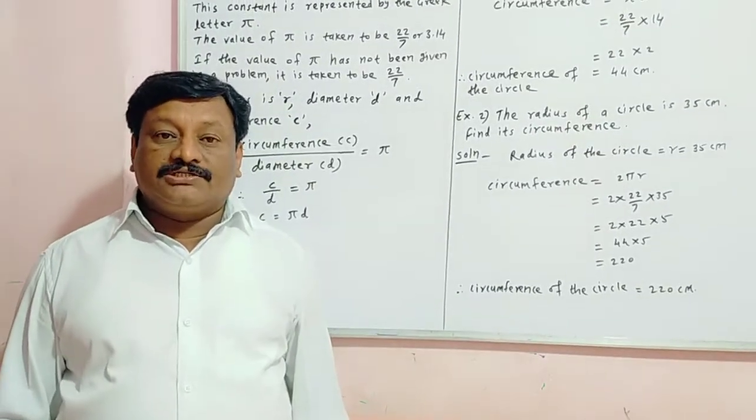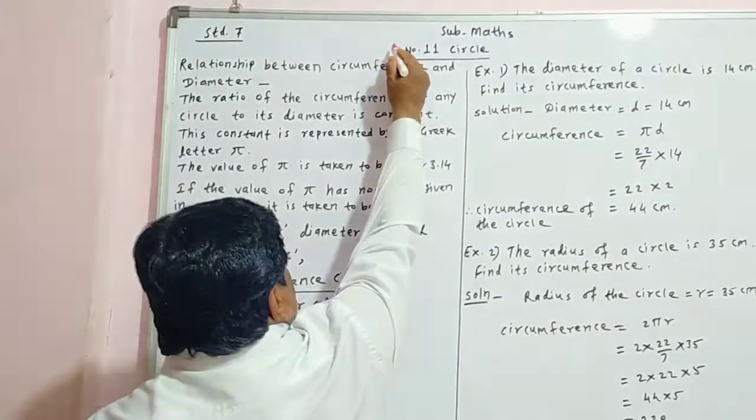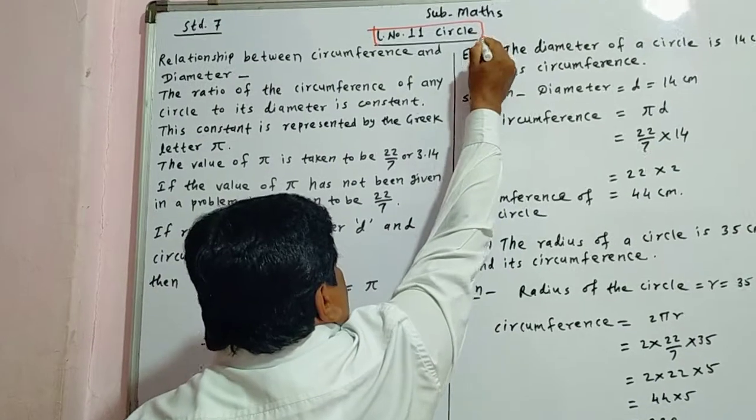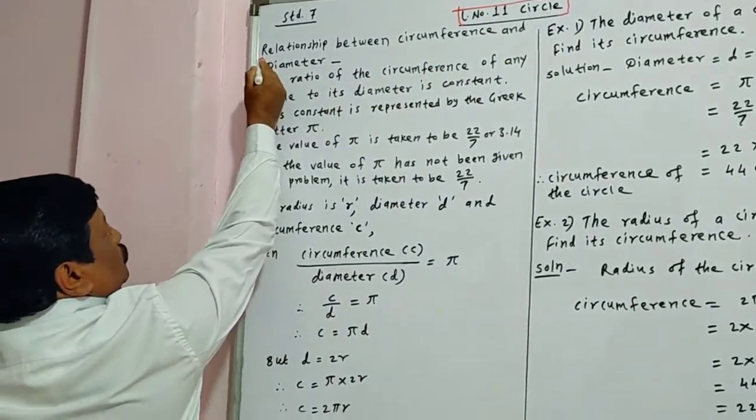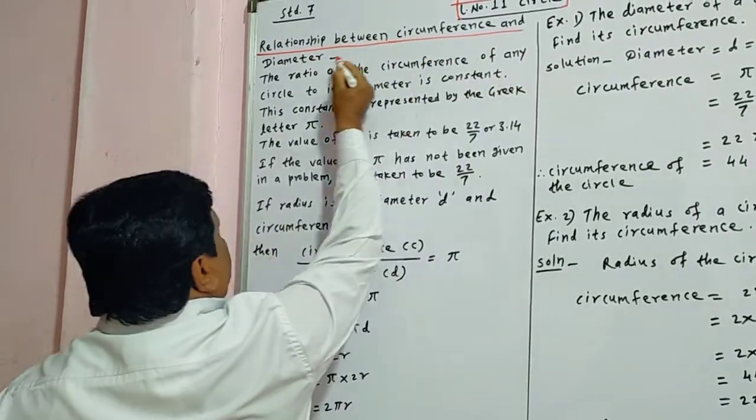Now we will start lesson number 11, circle. First topic is the relationship between circumference and diameter.